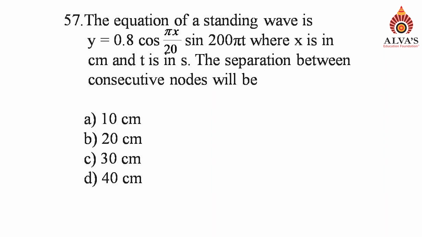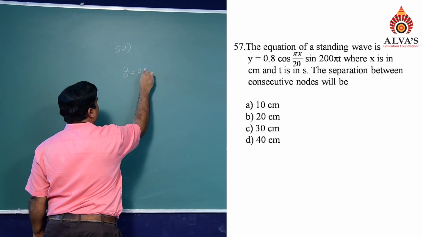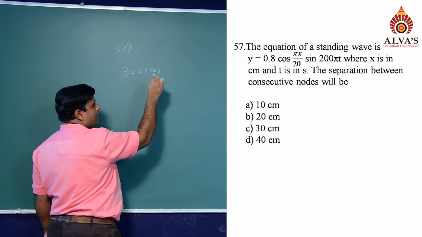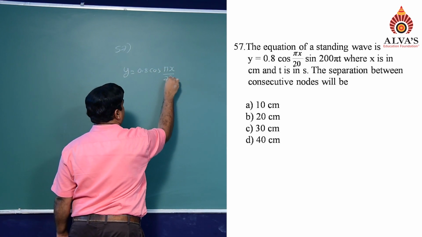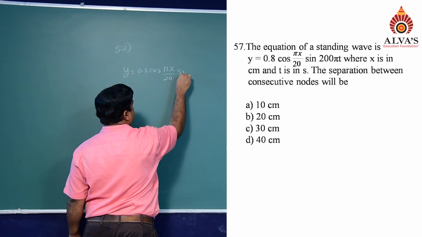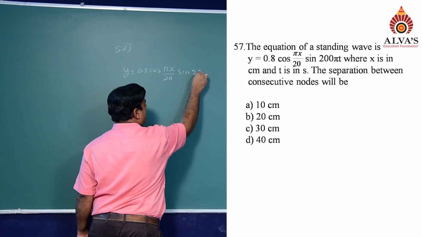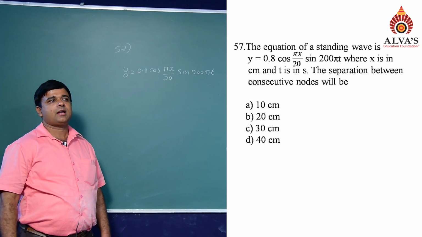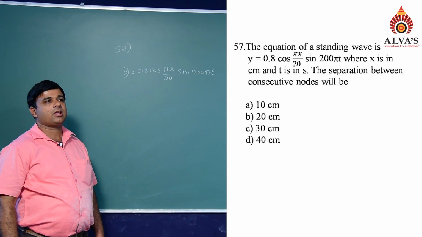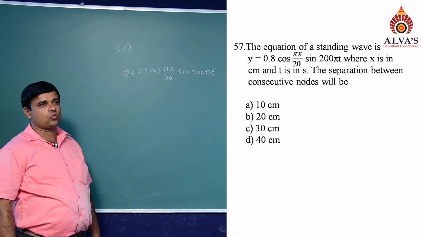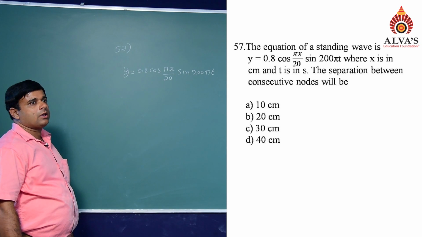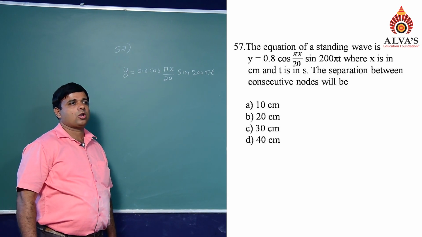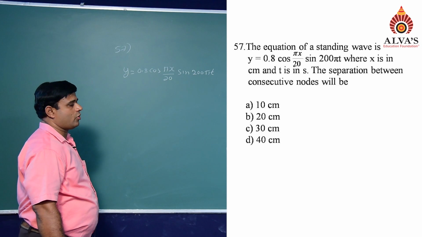The equation of a standing wave is y equal to 0.8 cos(pi x divided by 20) sin(200 pi t), where x is in centimeter and t is in second. The separation between consecutive nodes will be... The equation of a standing wave is given. You have to calculate the separation between the consecutive nodes.